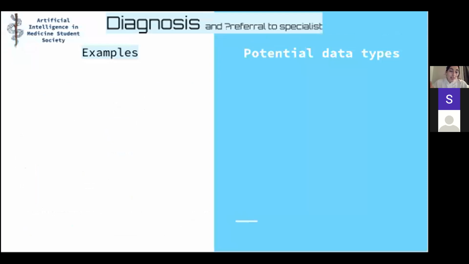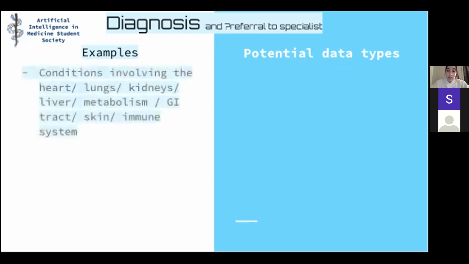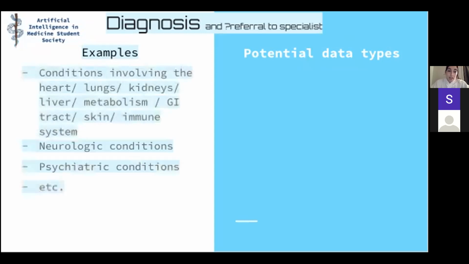And then, of course, one of the obvious responsibilities of a primary care provider is to diagnose a patient with something when they come in with a complaint. So since family doctors are generalists, they're responsible for diagnosing pretty much anything related to any organ system. And then some potential data types would be blood and urine results, images, and then just imaging investigation results like X-rays, CTs, MRI, and ultrasound data.